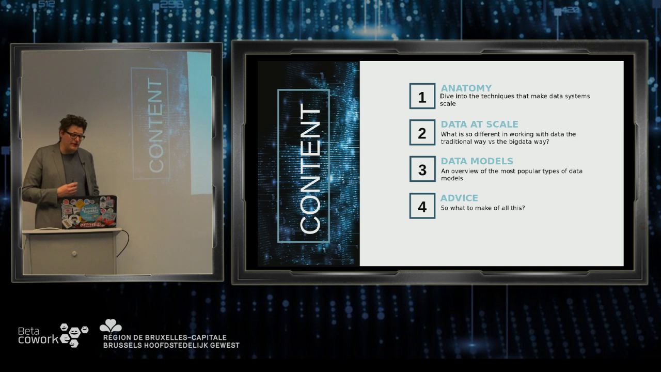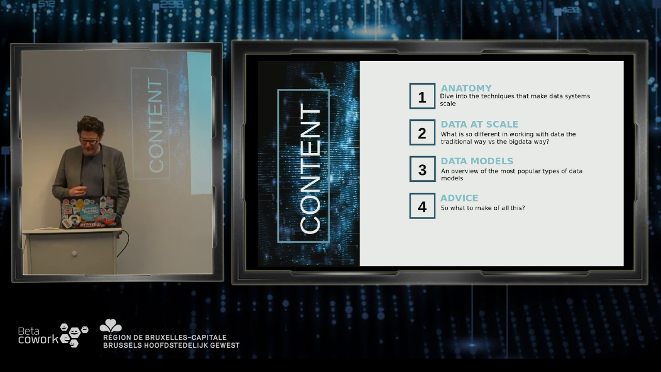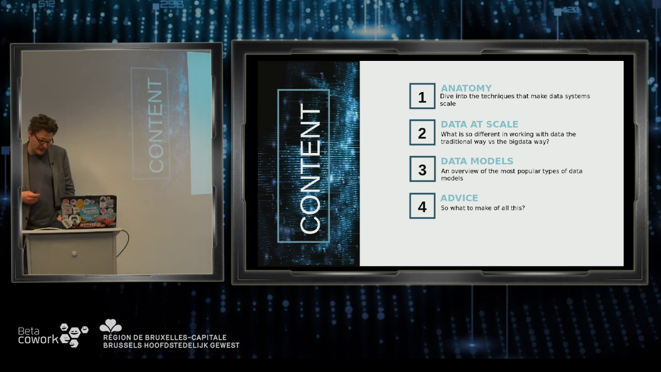The third part is about data models. We are going to have an overview of the different data models that currently exist, the most popular ones actually, and give some examples and some of the characteristics, so that if you need to do a project, you can make an educated choice about which data model suits your use case the best. And last but not least, I always try to give some advice from things that I have learned during my time as an engineer and data architect.